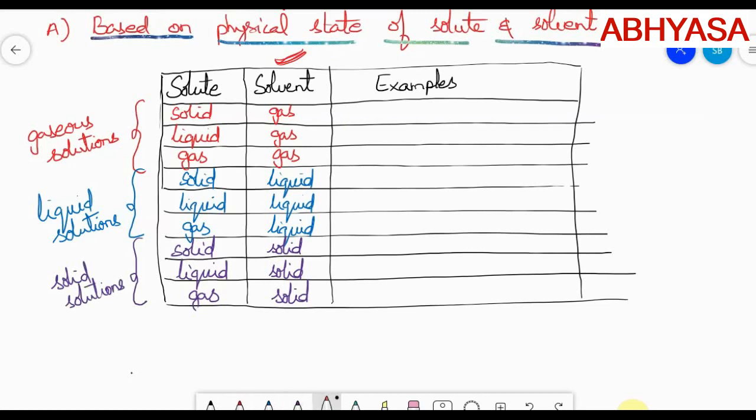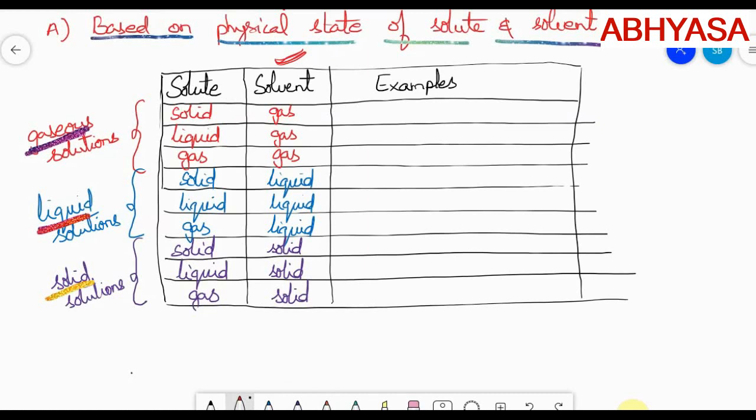So whenever the solvent is a gas, we call them gaseous solutions. When the solvent is a liquid, we call them liquid solutions. When the solvent is a solid, then we call them solid solutions. Now let us see some examples here.